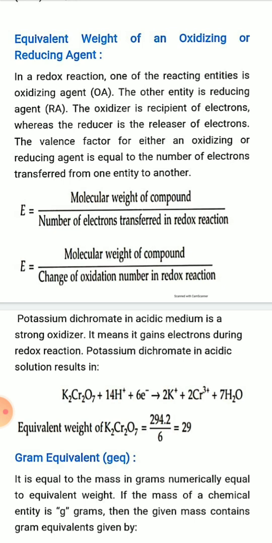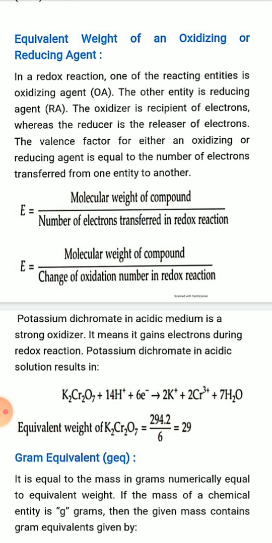In this case, you have to remember the number of electrons transferred in the redox reaction. So the equivalent weight of an oxidizing or reducing agent is the molecular weight of the compound divided by the number of electrons transferred in the redox reaction.